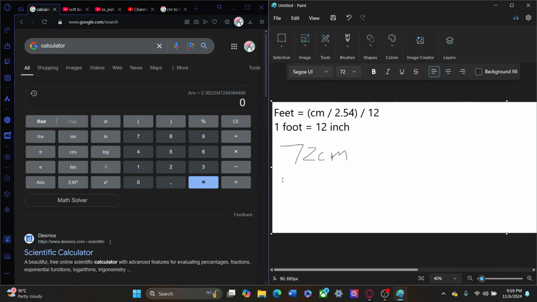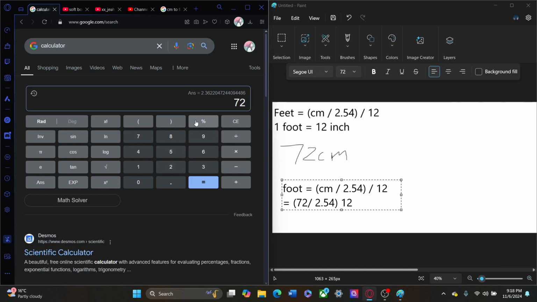That would mean that we have to take in feet. Let's do foot. Foot equals our centimeter divided by 2.54, divided by 12. For this instance, we know what our centimeters is, which is 72. Now we know that we're going to divide that by 2.54. Once we know that, we then end the bracket, divide it by 12, and we get our answer, as shown right here.